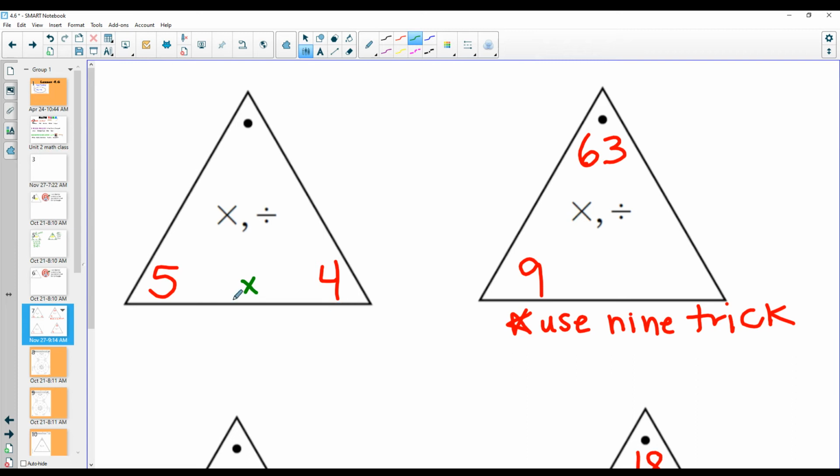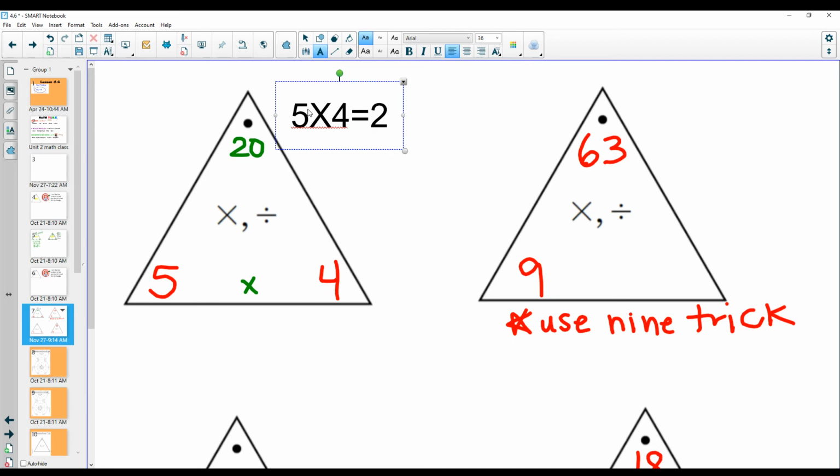These are our 2 factors. 5 times 4. So I'm going to count by 5s 4 times. 5, 10, 15, 20. I counted by 5s 4 times to give me 20. Now I can make my family. 5 times 4 equals 20.